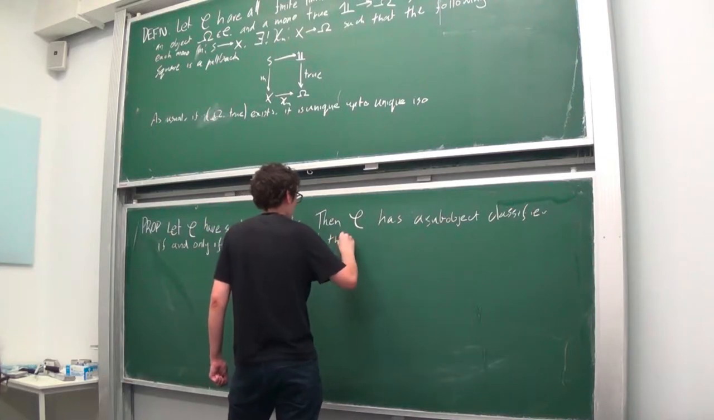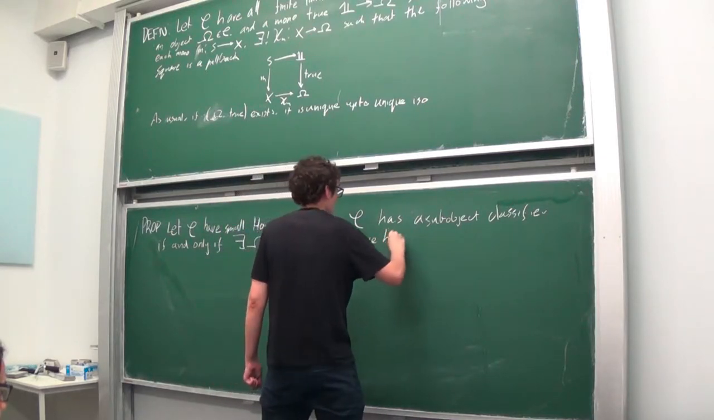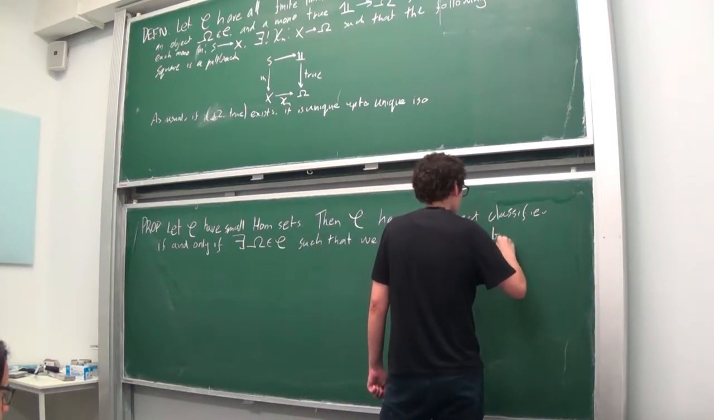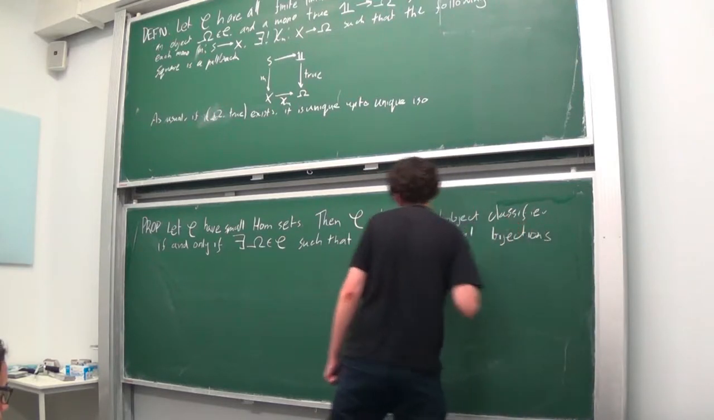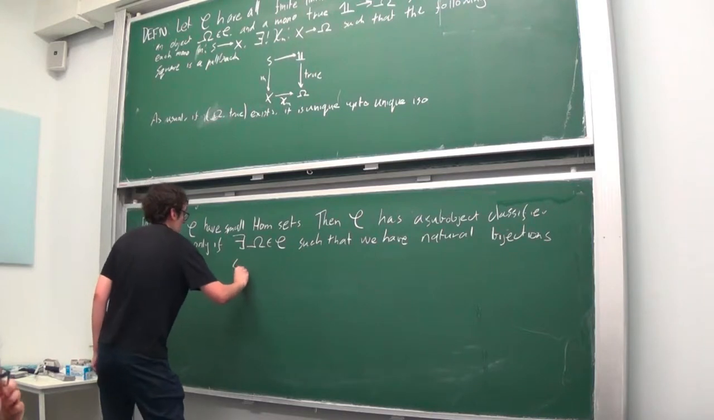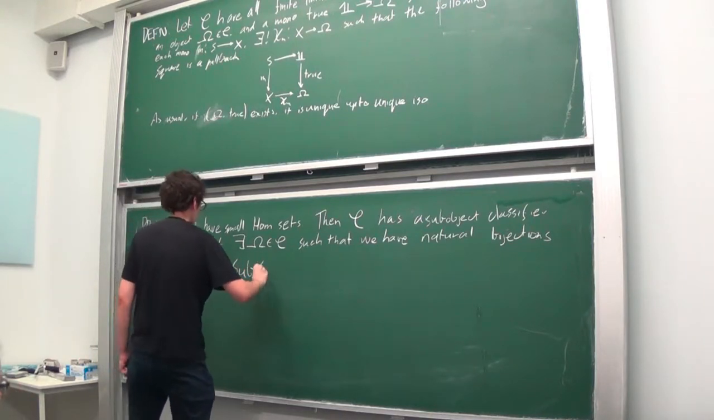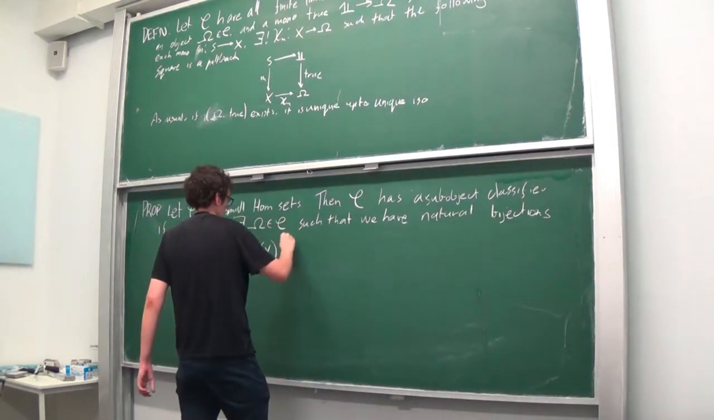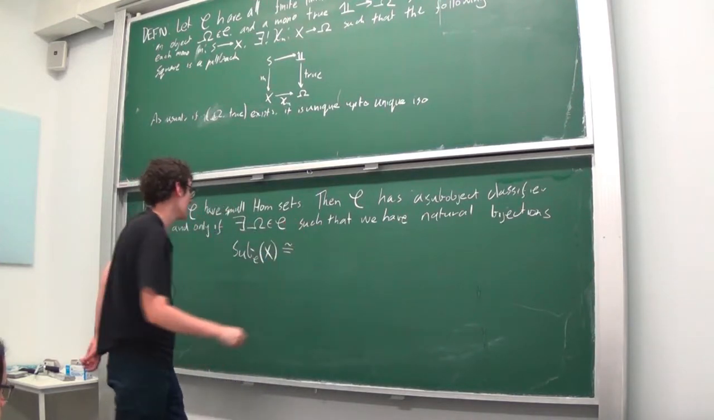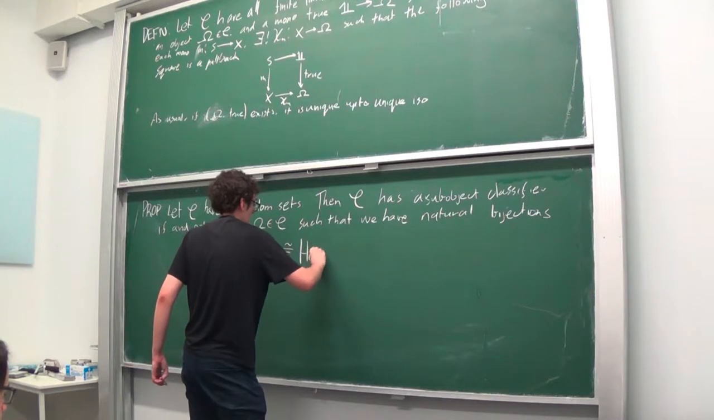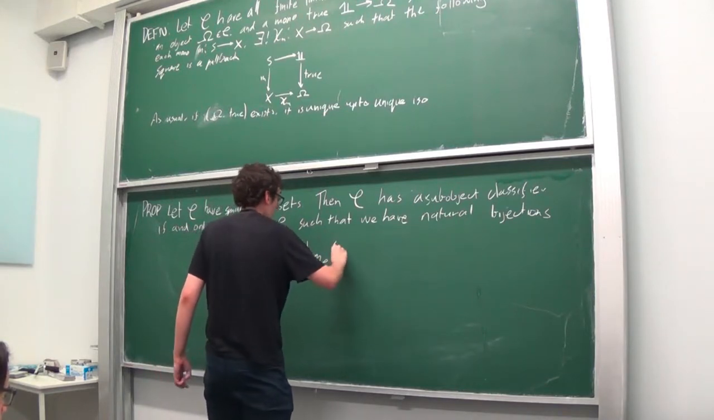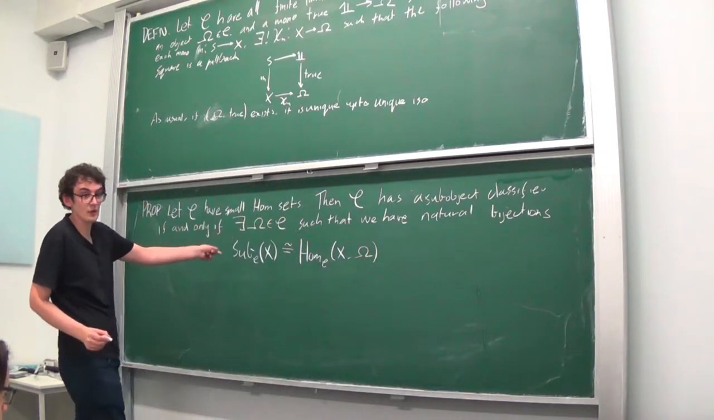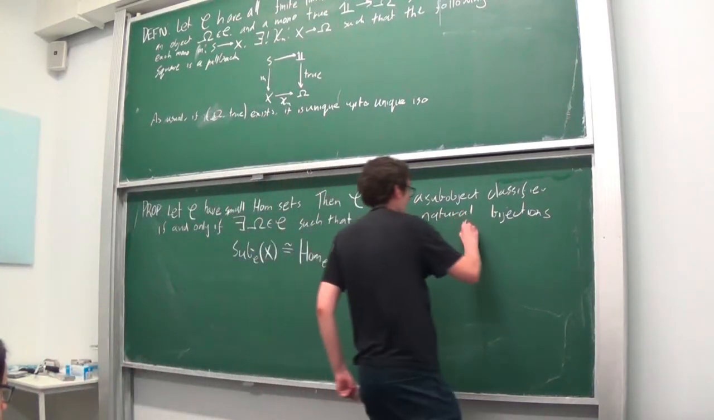such that we have natural bijections between the set of all subobjects and the set of homomorphisms from X into omega. So Sub is just the set of all subobjects of X. I should say for all X.